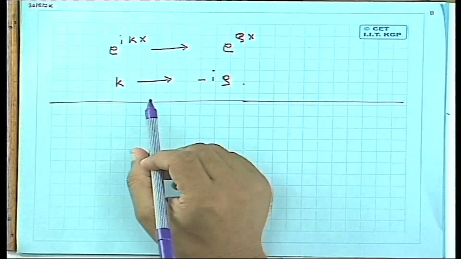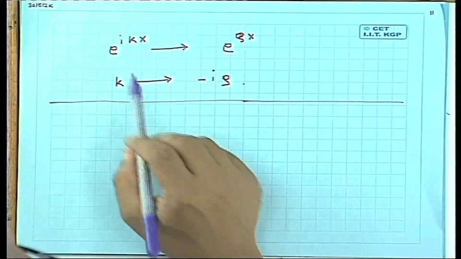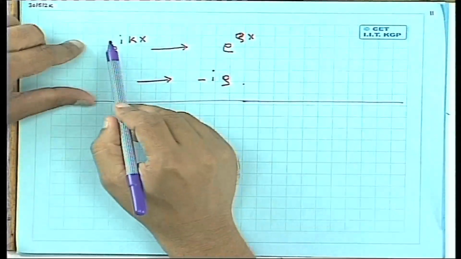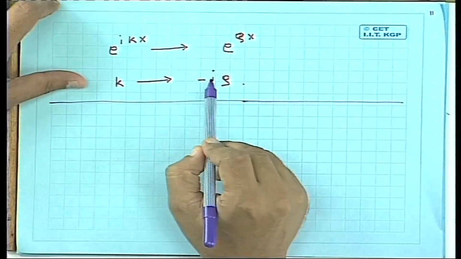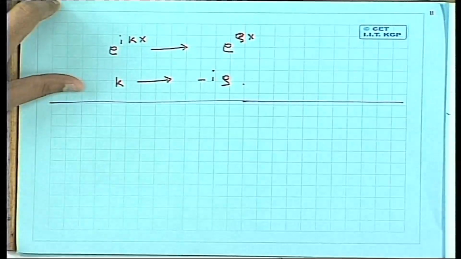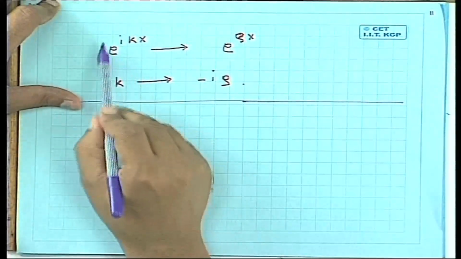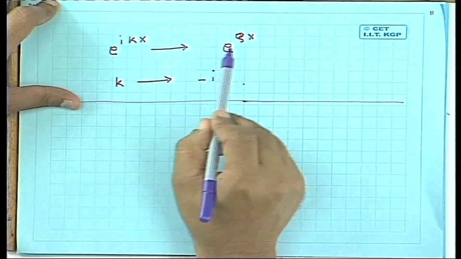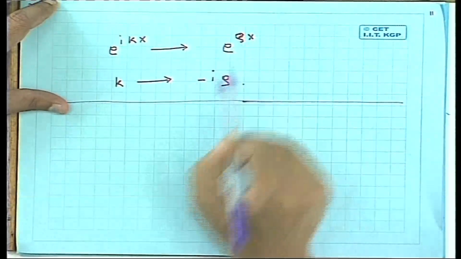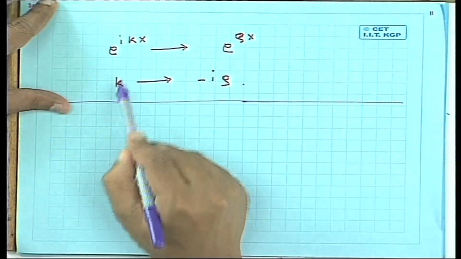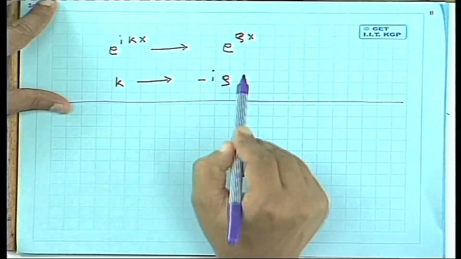This exponentially decaying and exponentially growing solution can also be written as e to the power ikx, where you should keep in mind that k is now minus i rho. So this is a kind of notation we shall be using even to express the exponentially growing or decaying wave functions, but you should keep in mind that k in this context is minus i rho.